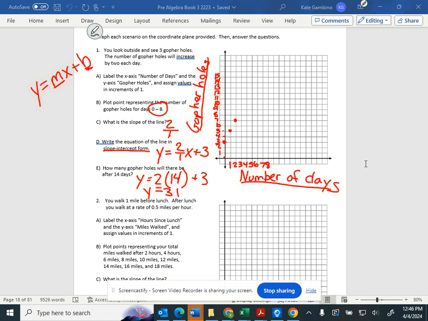I got 21. Did you do 2 times 14? I'll just get the 28 plus 3. And then the plus the 3. So we want to put the x, the number of days, in for the x. And then we knew our slope was 2 over 1. So we multiply it by 2. And then we add our 3. Does that make sense, James?